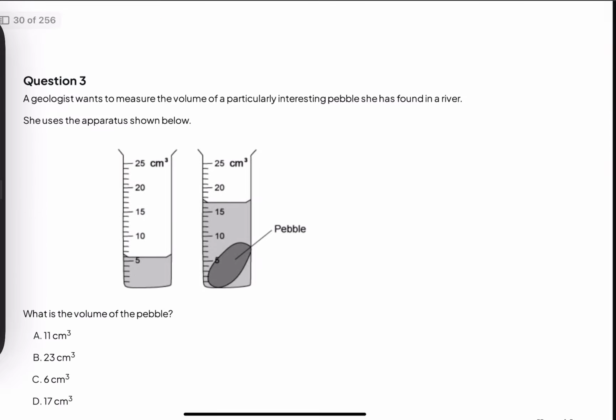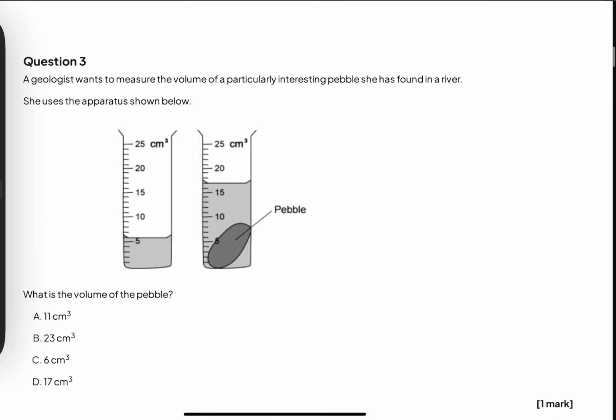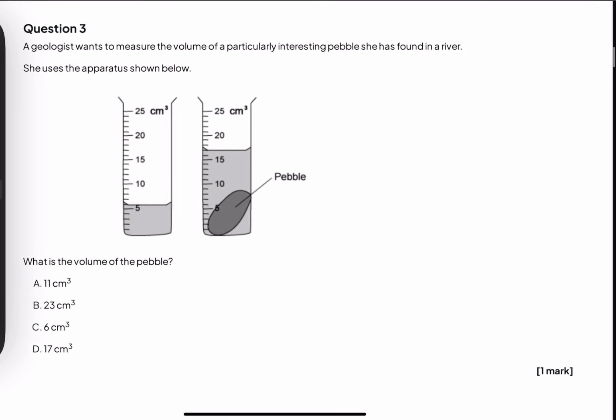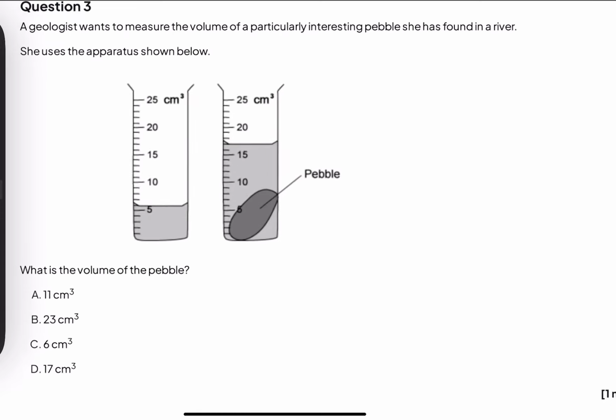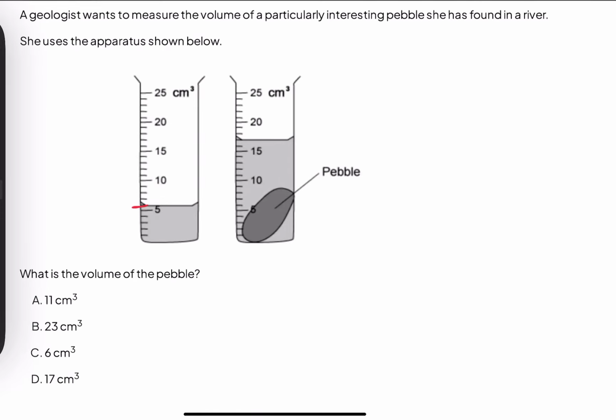Question 3. A geologist wants to measure the volume of a particular interesting pebble she has found in a river. She uses the apparatus from the figure. What is the volume of that object? So if you see, the initial liquid volume was 5 and finally it is giving you a value of 17. So 17 minus 5 gives you 12.